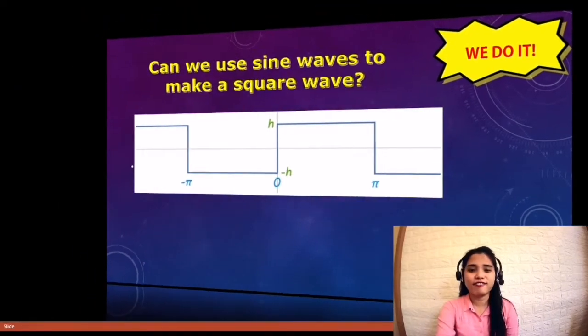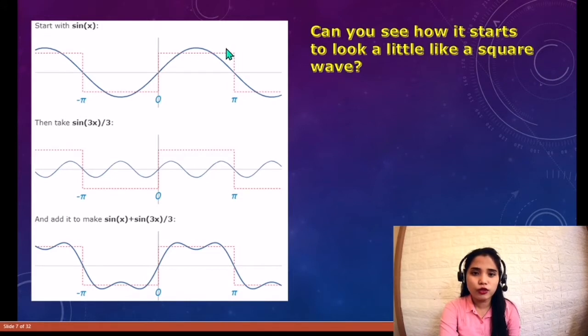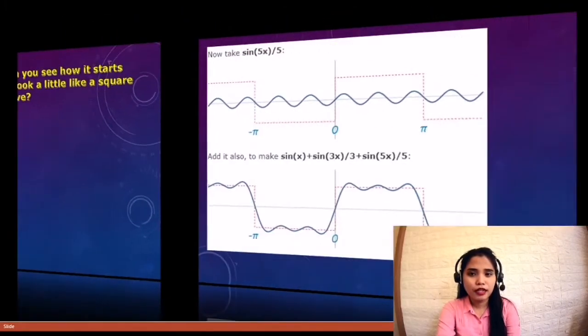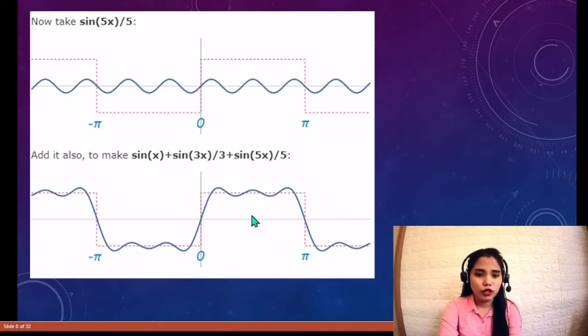Now, can we use sine waves to make a square wave? Of course we can. So let's start first with sine x. So this is our square wave, the dotted line. And then let's take sine 3x over 3. So this is how it looks. Then let's combine them. Okay? And how about sine 5x over 5? And let's try to combine sine 5x over 5 to the functions from earlier.